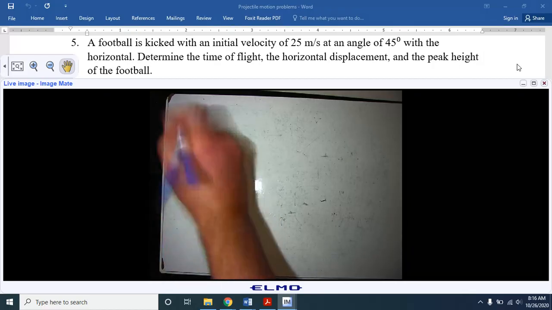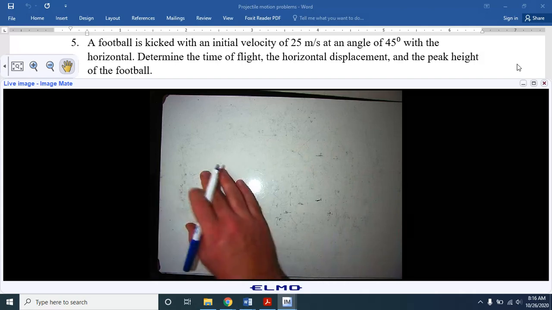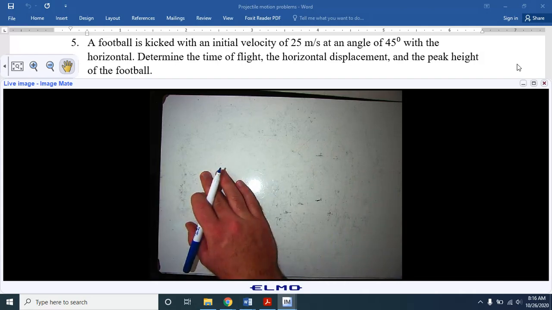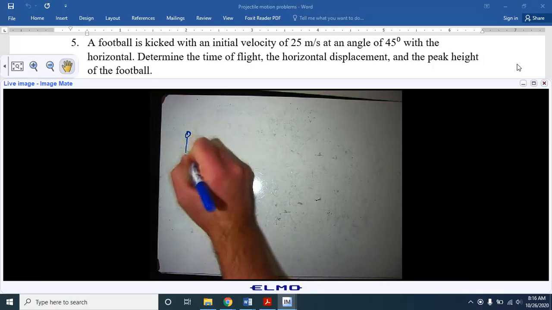So we're going to write down what we know. A football player is going to kick a ball with an initial velocity of 25 meters per second at an angle of 45 degrees with the horizontal. That pretty much just means if I was to draw Mr. Football Player, about to kick the ball.